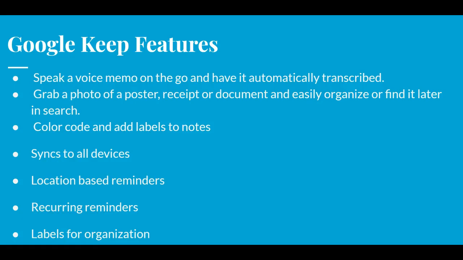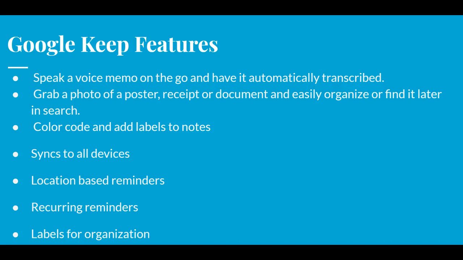Google Keep. So here are some of the amazing features that make Google Keep so helpful. You can speak a voice memo on the go and have it automatically transcribed on your phone. So I would recommend downloading that Google Keep app, and you can use your voice feature to record notes or type them in. You can take a picture of a photo or receipt or a document and import that into your Google Keep so you could save it along with the note.